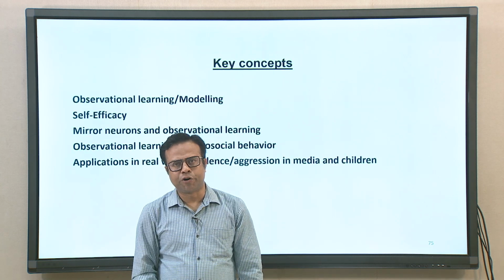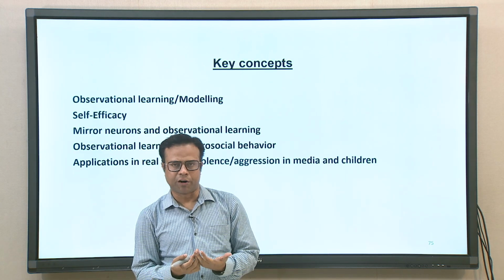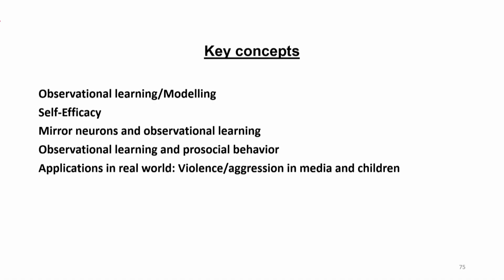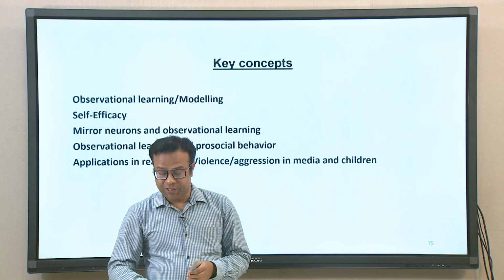In today's lecture we will continue with the concept of learning, but we will talk about another category of learning called observational learning, also called modeling or social learning. These terms are mostly used in the same context. We will look into what processes are involved in observational learning, and the concept of self-efficacy. We will also discuss mirror neurons and how they are related to observational learning. We will also look into the impact of observational learning, particularly on prosocial behavior and some antisocial behaviors. So, let us start today's lecture.